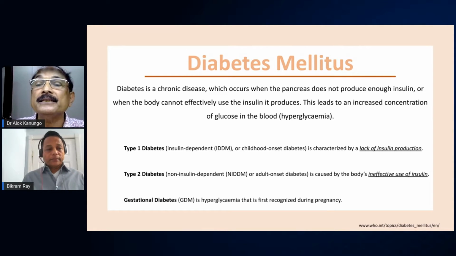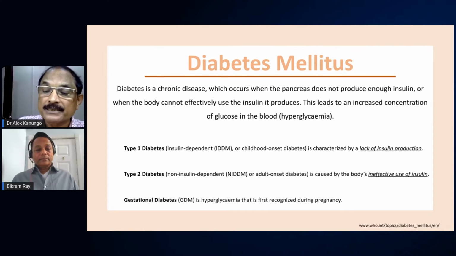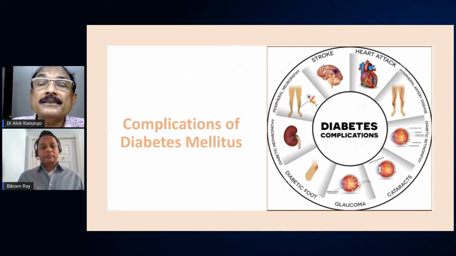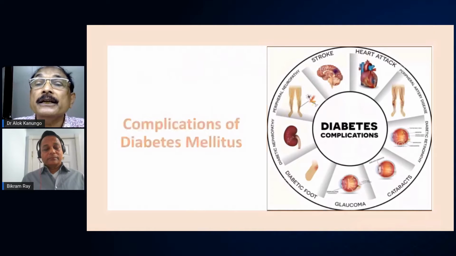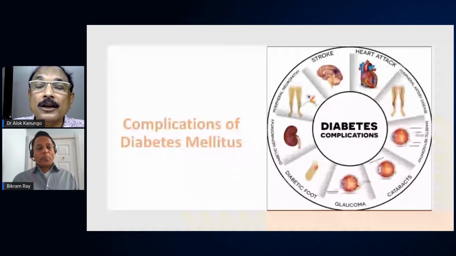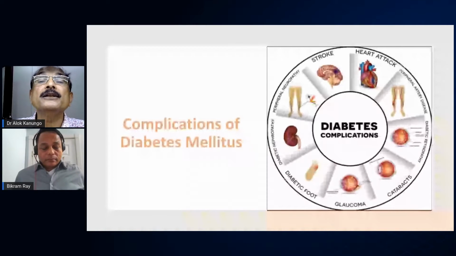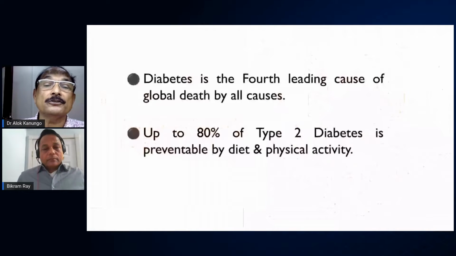This leads to an increased concentration of glucose in the blood, called hyperglycemia. There are type 1 diabetes, type 2 diabetes, and diabetes in pregnancy. And diabetes is not a glucose disease alone, not a sugar disease alone. It is noted for its complications like stroke, heart attack, peripheral artery disease, diabetic retinopathy, cataract, glaucoma, diabetic foot, diabetic nephropathy, and peripheral neuropathy, where patients suffer a lot.